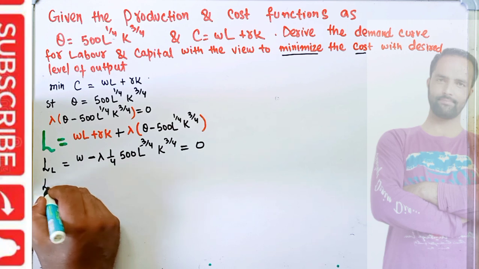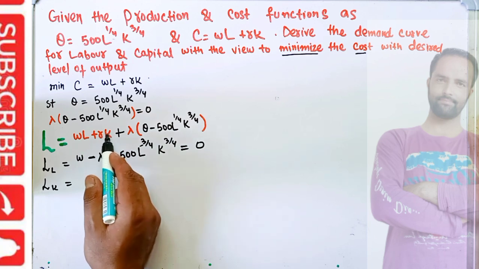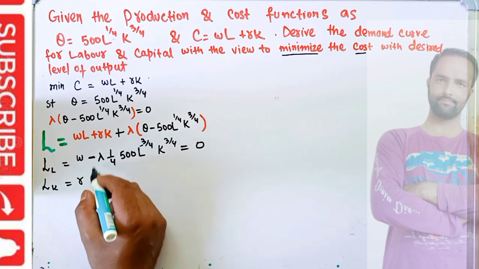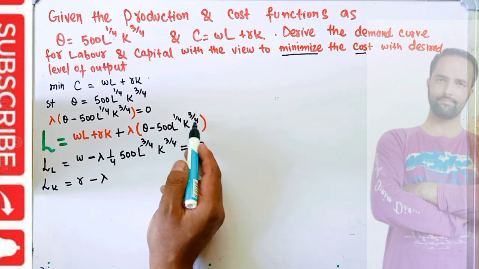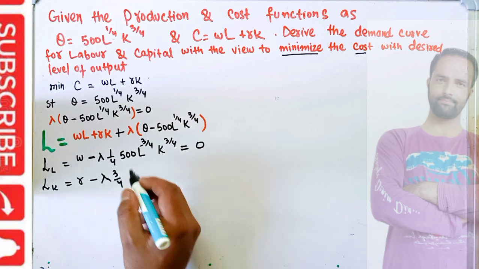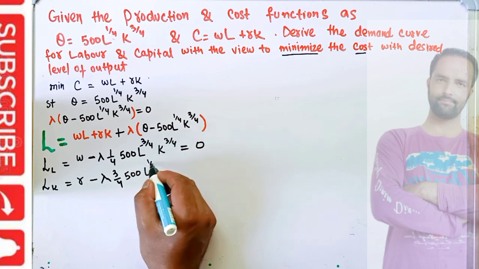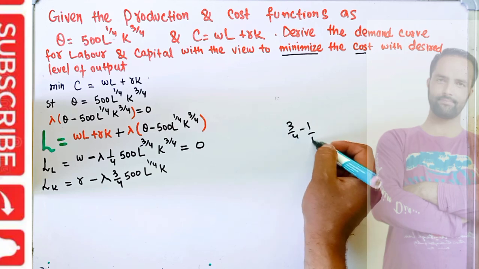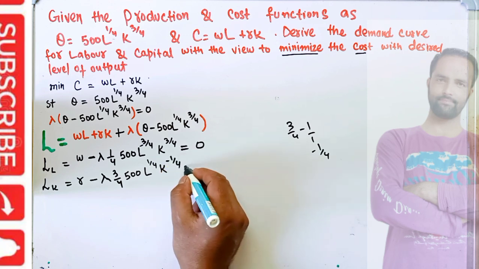Now take the derivative with respect to capital. Same process: no L, only K is involved in the cost term, so the derivative of RK is R. Then we have minus lambda, and with respect to K, the 3/4 becomes the coefficient, so we have 3/4 times 500 L^(1/4) K^(3/4 - 1), and 3/4 minus 1 comes out to be minus 1/4. We set it equal to 0.